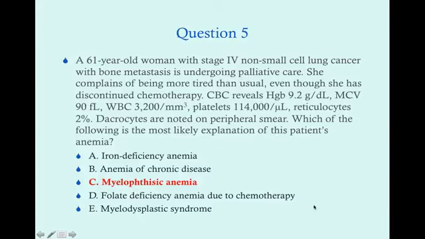So this is not likely. Now, why is iron deficiency anemia not very likely? Iron deficiency anemia is something you'd want to think of in a patient with a bleed or a patient who is not getting a very good diet. But iron deficiency anemia is unlikely here because her reticulocytes are low.